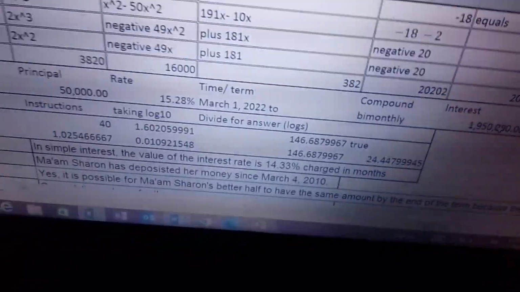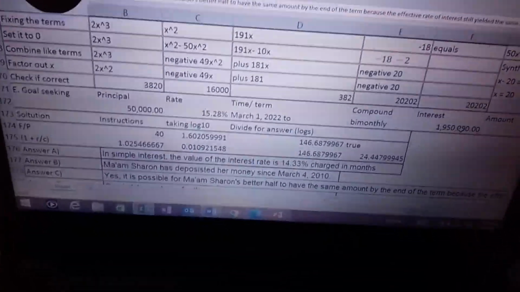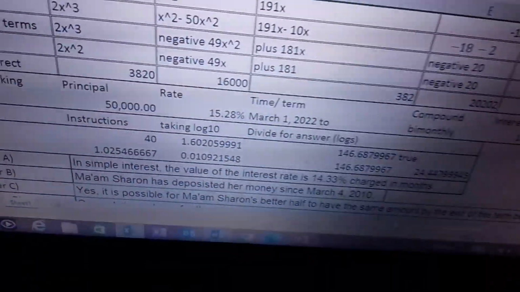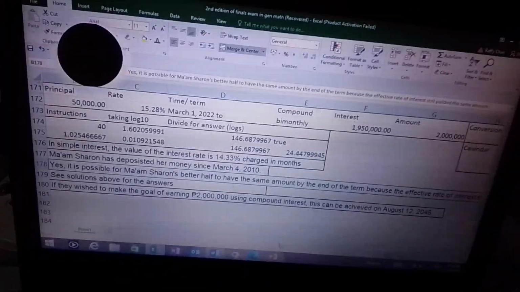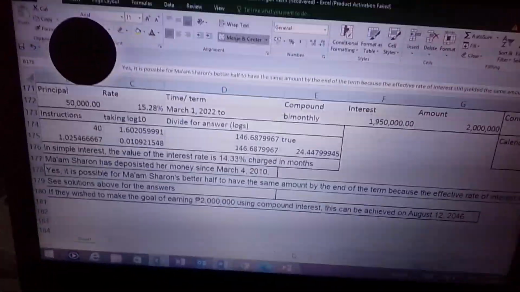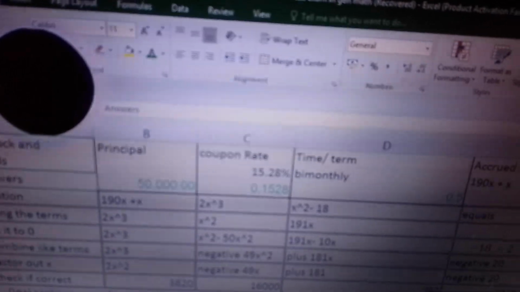Yan. And then letter C, if there's effective rate of interest, kung tama, and you will still yield you the same amount. And it's yes. It is possible for Ma'am Sharon's better half to have the same amount by the end of the term because of the rate of interest, because the effective rate of interest still yielded the same amount. Very easy, diba? And you know naman, if you get the effective rate of interest, you will still get the same amount. And then, letter D, see above for solutions. Diba remember, that's the one I showed you kanina? Yung ito yung mga solutions ko sa letter D.